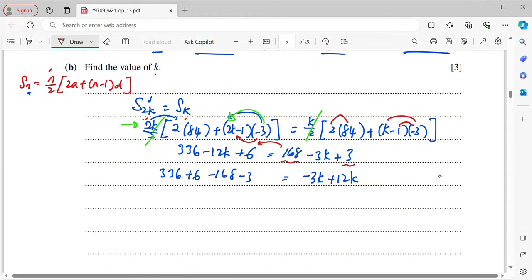Okay, which means I'm moving these two terms to the left hand side. Then now, the total of the left hand side, it will be 171. For the right hand side, it will be 9k. So at last, your k is 171 over 9. Then you'll be getting 19. So that's the k value.